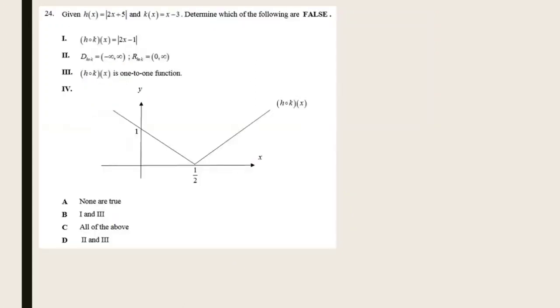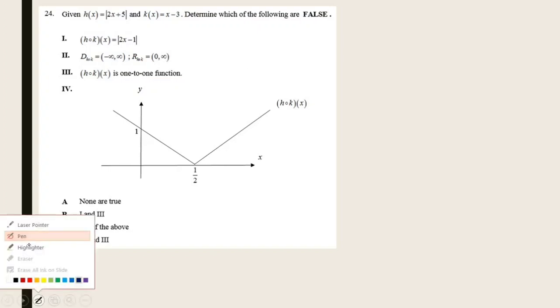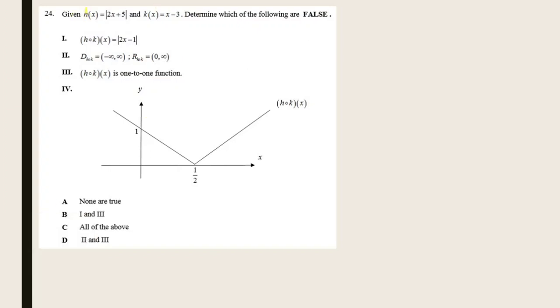Okay, so the next one, for question number 24, the highlight over here is, you are given this equation h(x) and also k(x), and you need to determine which of the following statements are false.